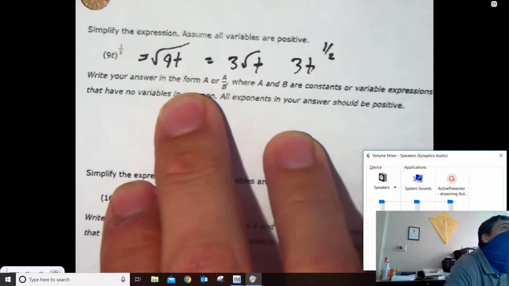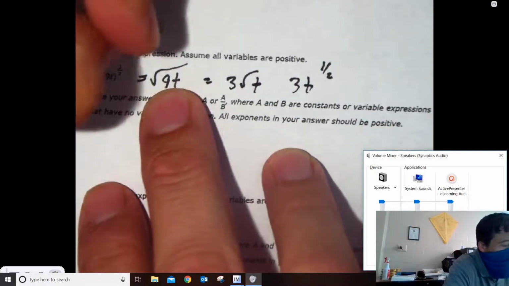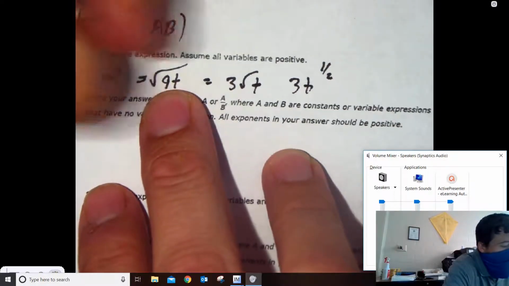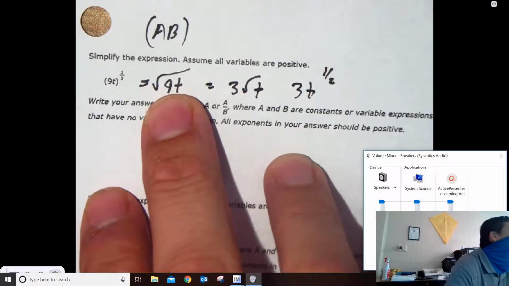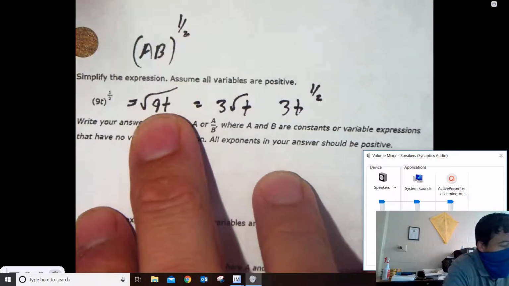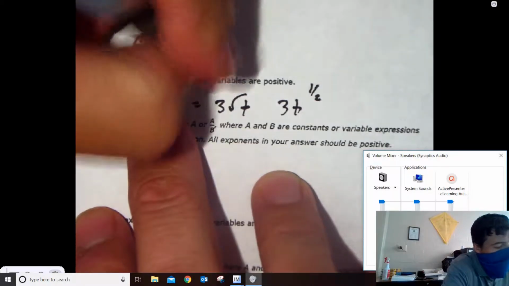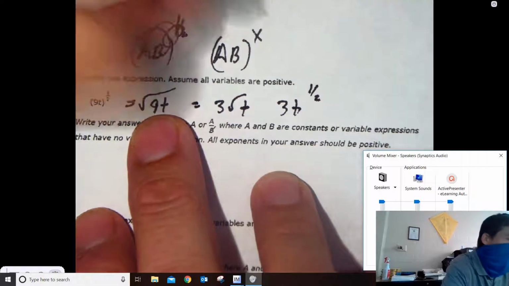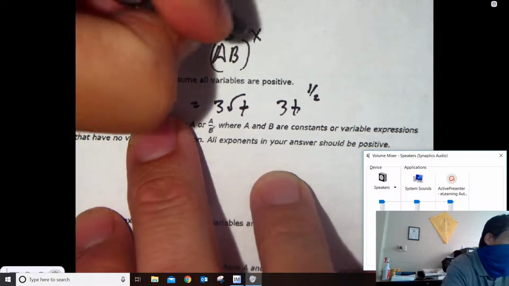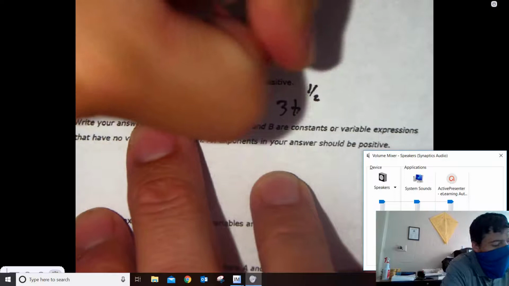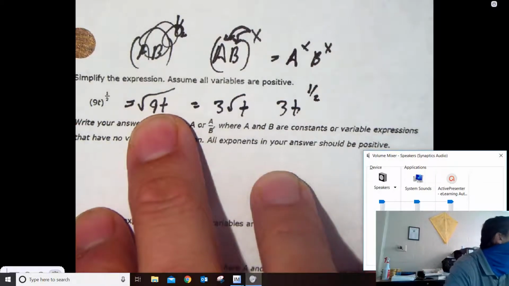Now, what you're actually using here is a property. You have two terms, some a, b, or even c. It doesn't matter. You got some stuff in parentheses with an exponent. Let me rewrite that better: (ab) raised to the x. You just give that exponent to each piece. So it's a to the x, b to the x. That's the property you're using here. It's called the power property, because it distributes a power. And most people will do fine with this. Shouldn't be a problem.